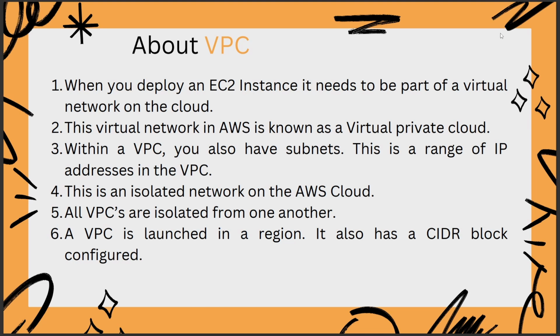Starting with the VPC service, the Virtual Private Cloud. When you deploy an EC2 instance, it needs to be part of a virtual network on the cloud. This virtual network in AWS is known as a Virtual Private Cloud. Within a VPC, you also have subnets or subnetworks. This is a range of IP addresses in the VPC. This is an isolated network on the AWS cloud.